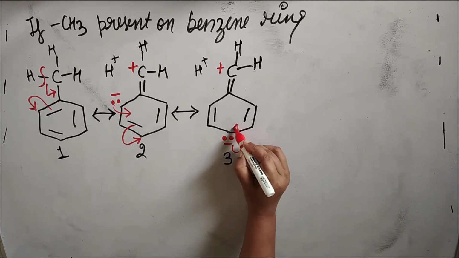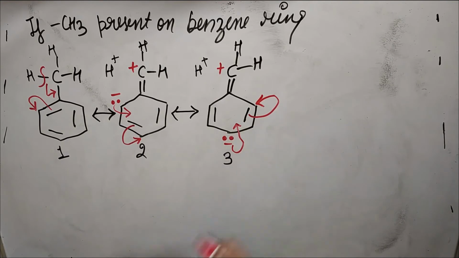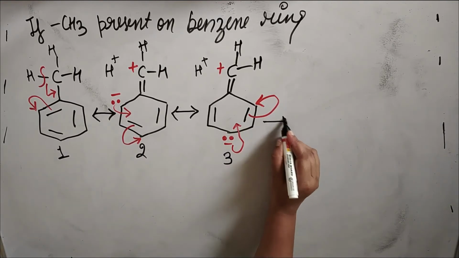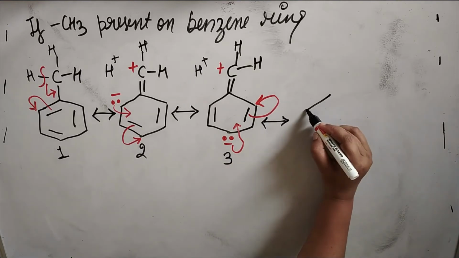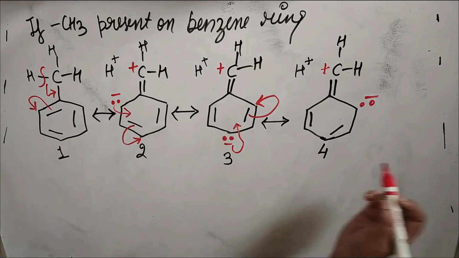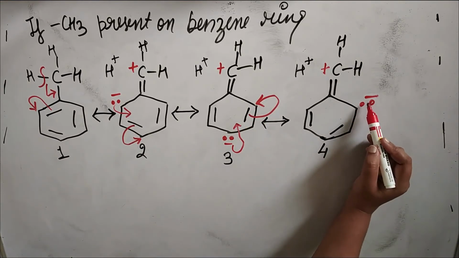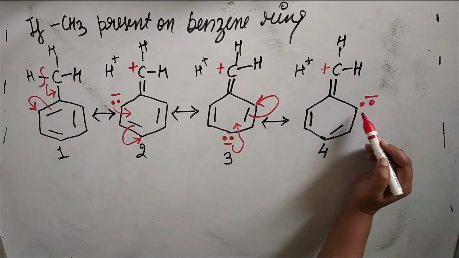Again due to resonance, these electrons will move inside the ring and this bond will break and the electrons will move to the 4th position. So let's see the 4th structure. So this is our 4th structure, where you can see in the 3rd structure the electrons will move here. So at the 4th position it will acquire a negative charge.